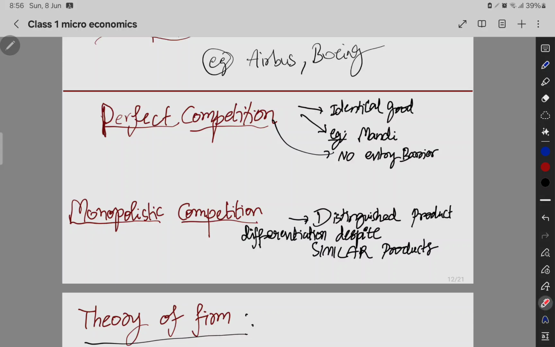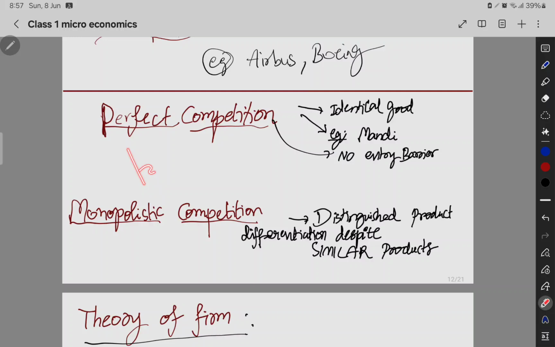Okay, what is perfect competition and monopolistic competition? Perfect means the competition is very perfect. Example, when you go to a mandi, what is mandi? Raitu Bazaar in Telugu. When you go to the mandi, all the goods are identical and there is no entry barrier. Anyone can come, anyone can sell the product. So here you can see perfect competition. There are equal prices, identical goods, and no entry barriers. Such kind of competition is perfect competition.